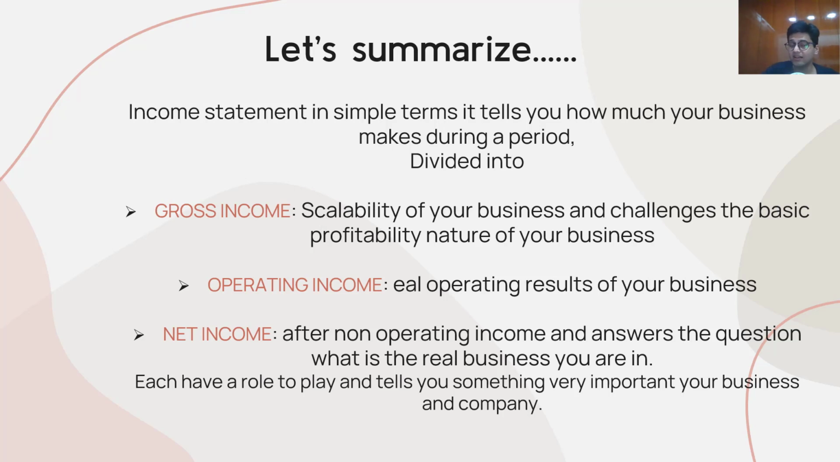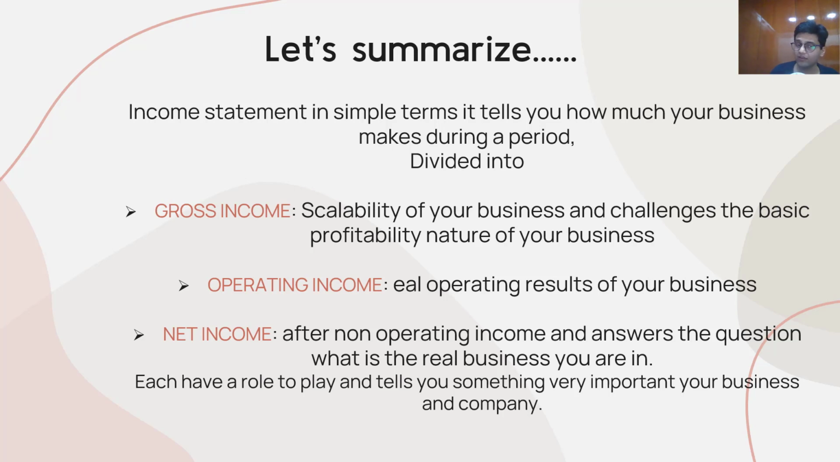Next comes the operating income. Operating income tells you the operating results of your business. Basically, it tells you what your business is actually earning. For whom? For you, that is the owner, and the people who have given debt to your company, people who have funded your business. So operating income belongs to you and the debt holders.